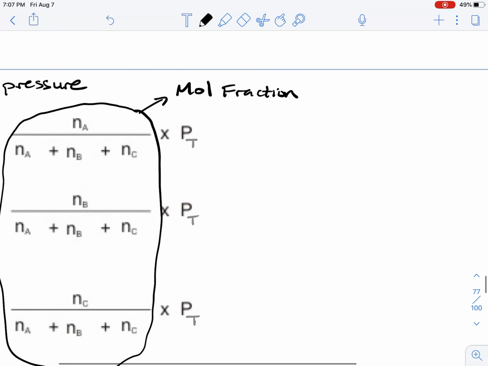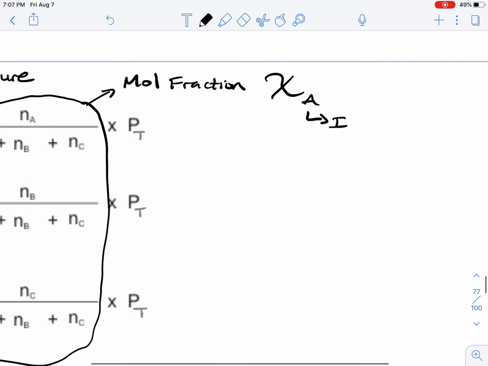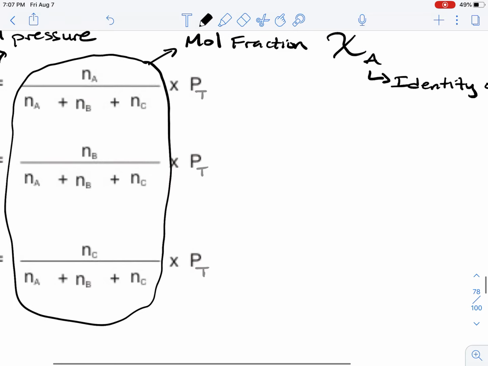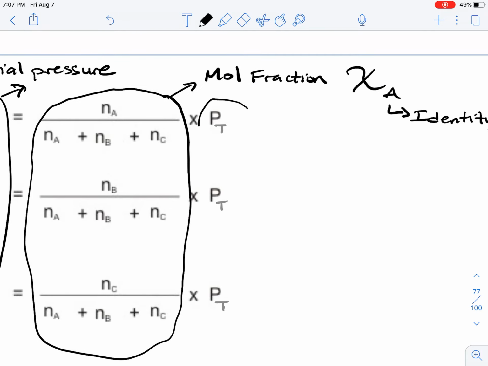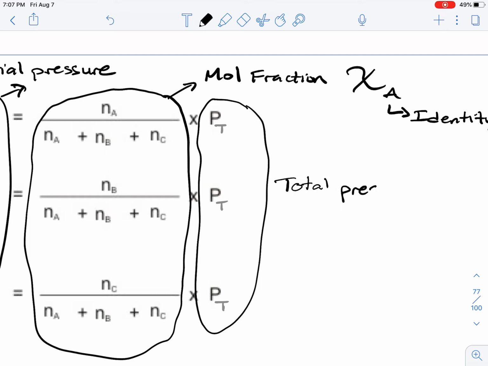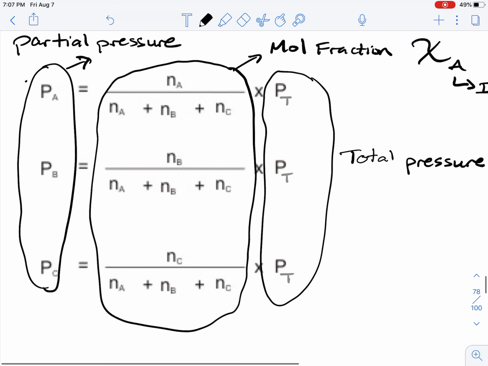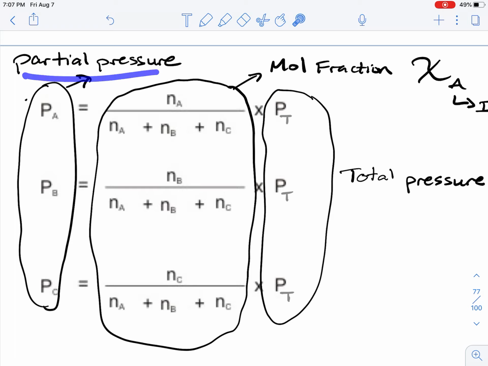And so the symbol for mole fraction is this chi, and then the identity of the substance is represented by that subscript. And so if we take the mole fraction and multiply it by the total pressure, that's going to give us the partial pressure of that specific gas. And this is what you learned in the first semester of general chemistry.